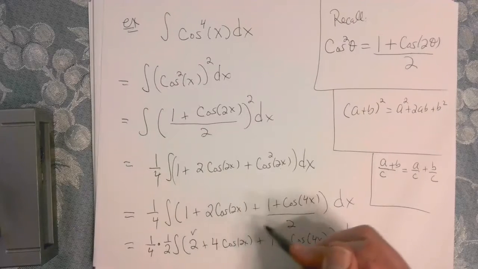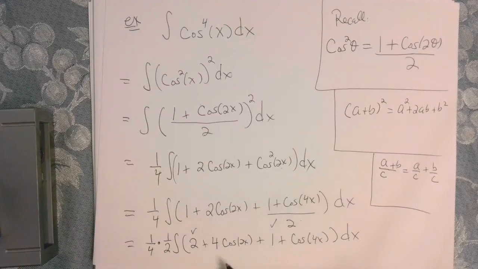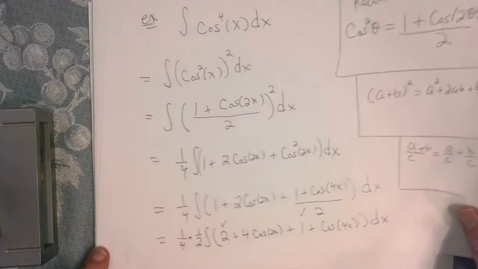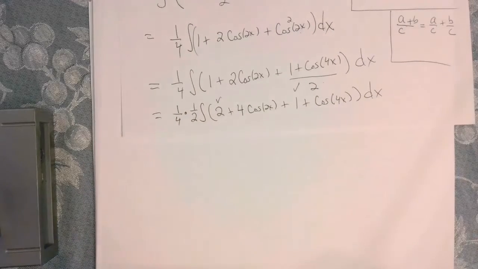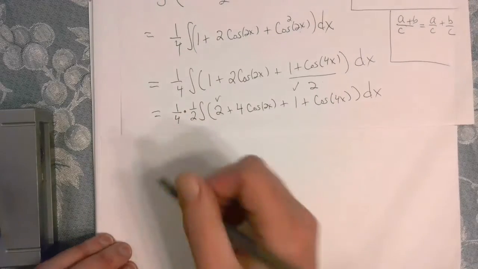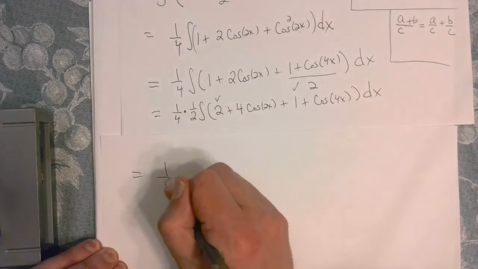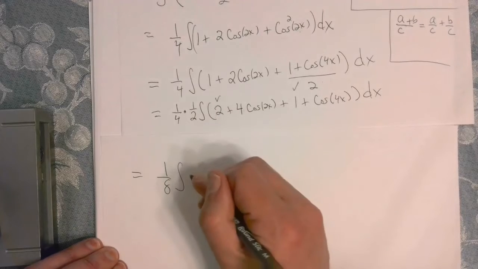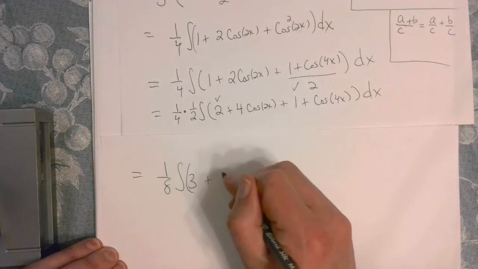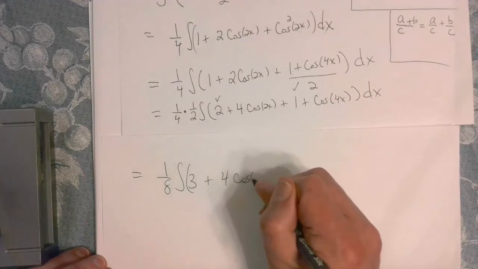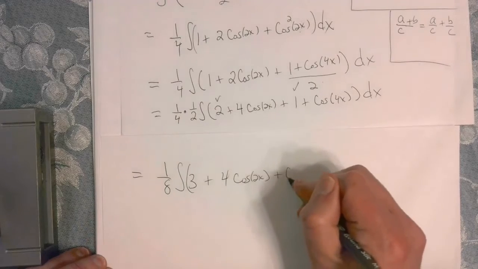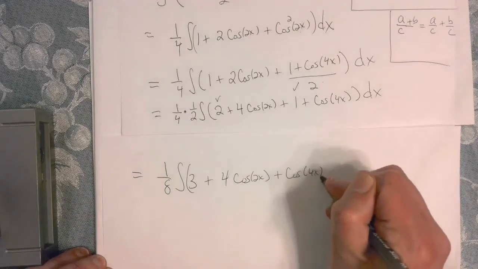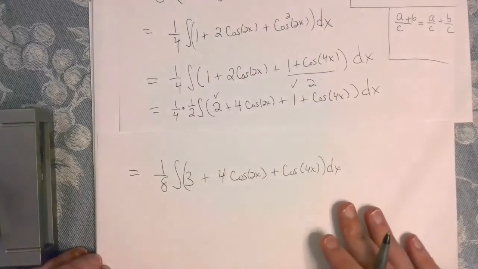Okay, so we have a couple like terms we can combine, but we don't have any more even powers. That's a good thing, right? So no more even powers. So once I combine these, we can just go ahead and integrate this carefully. So 2 plus 1, of course, is 3, plus 4 cosine of 2x plus cosine of 4x dx.